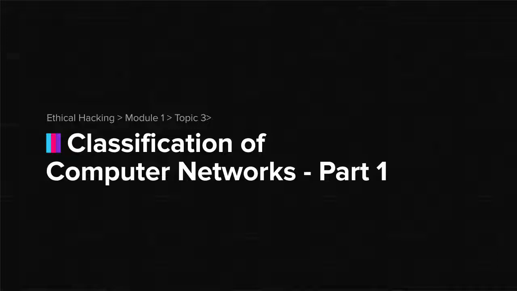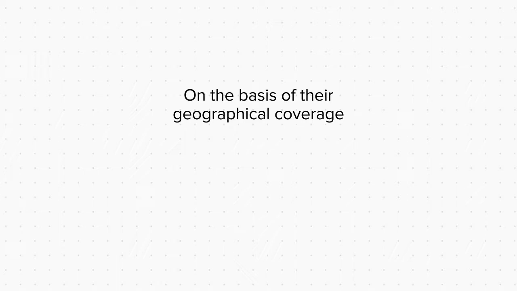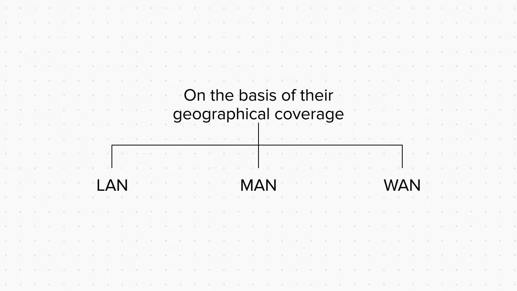Now, let us look at the classification of computer networks. On the basis of the geographical coverage, computer networks can be of three types: LAN, MAN, and WAN. Many of you must have heard these terms. So now let us see what each of these stands for and what geographical areas they cover.